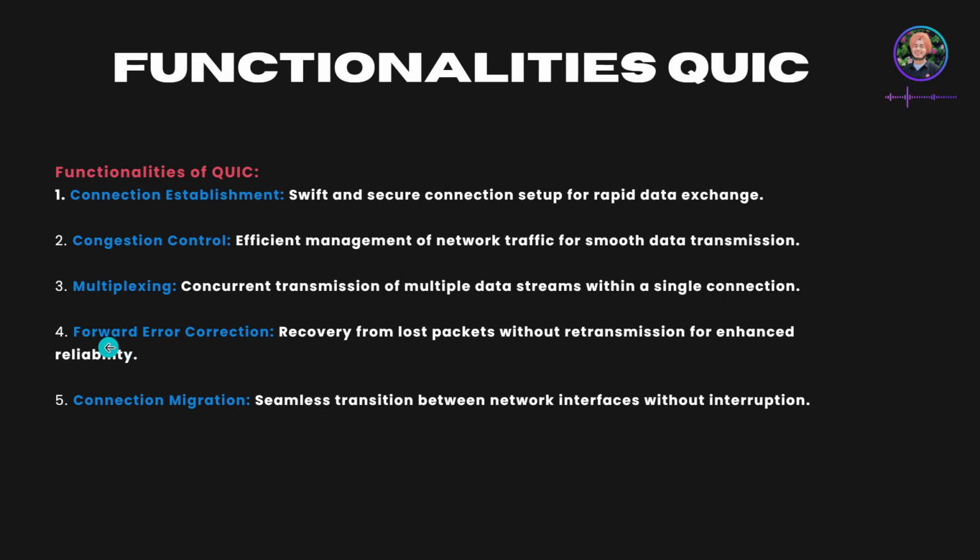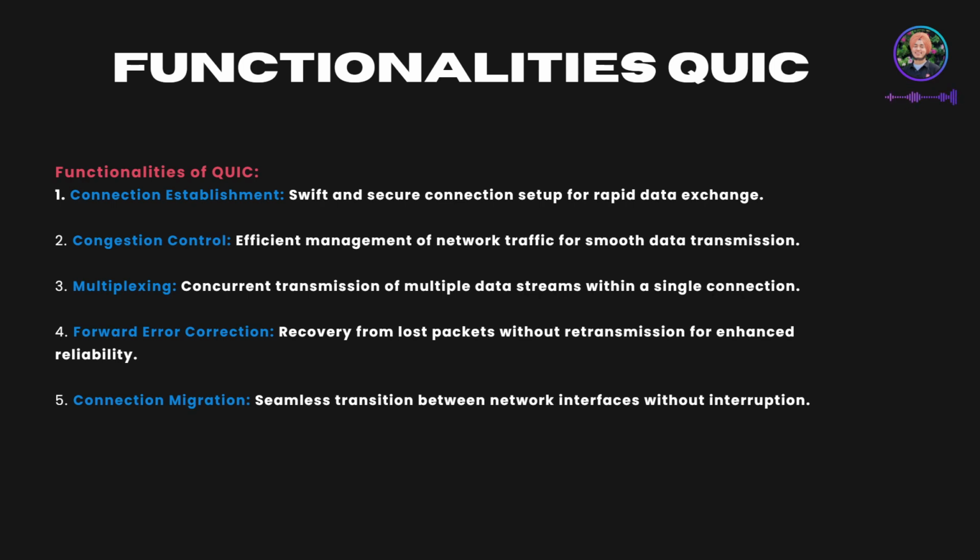Another important feature is forward error correction. First, let me tell you what FEC, forward error correction, is. It is a technique used in communication systems to enhance reliability by adding redundant information to the transmitted data. This redundancy allows the receiver to correct errors without requiring retransmission from the sender. In the QUIC protocol, FEC is employed to recover from packet loss without waiting for retransmission.